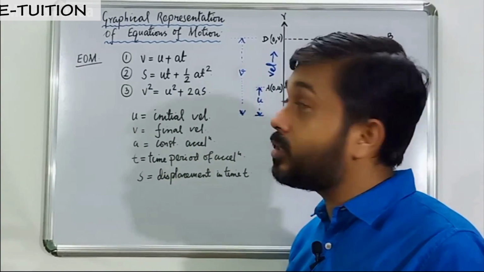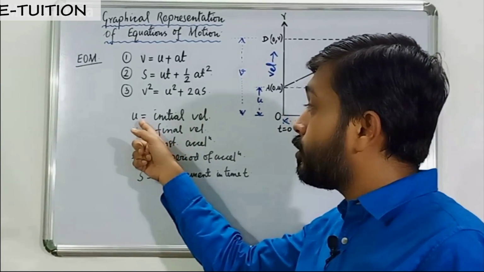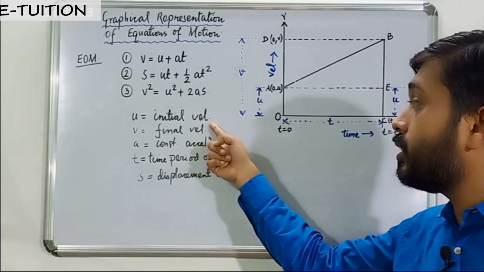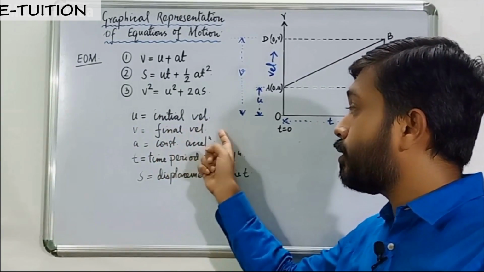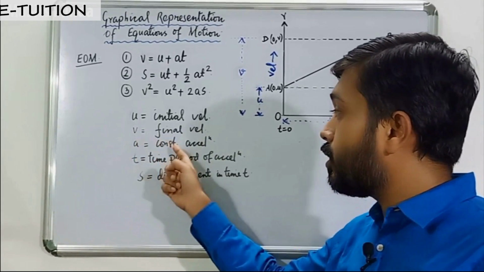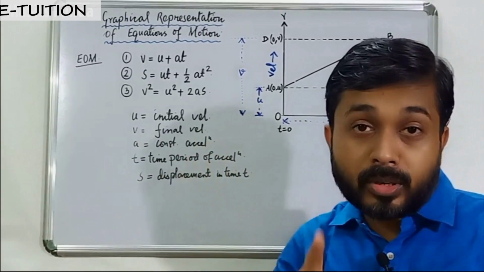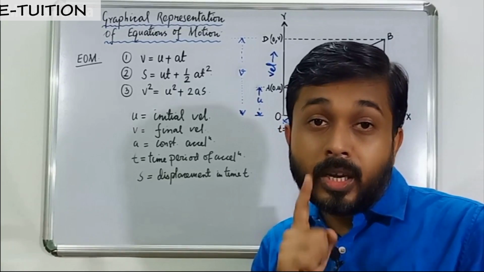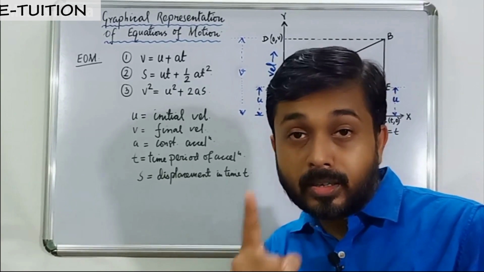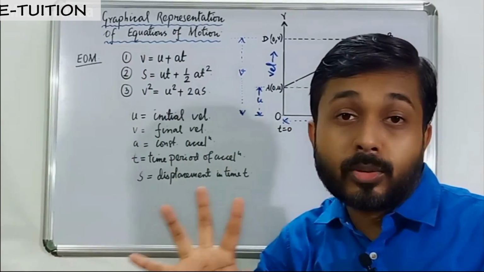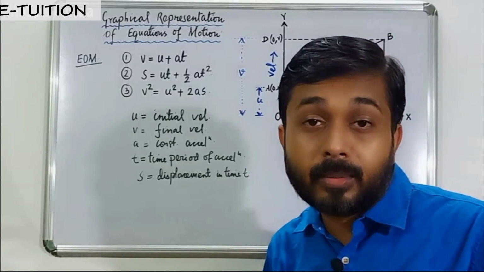Symbols which have been used in the equations of motion are: first one is u, the initial velocity; second one is v, the final velocity; third one is a, the constant acceleration. Point to be noted, acceleration is always constant. If and only if the acceleration is constant, then and only then are these equations of motion going to be applicable.